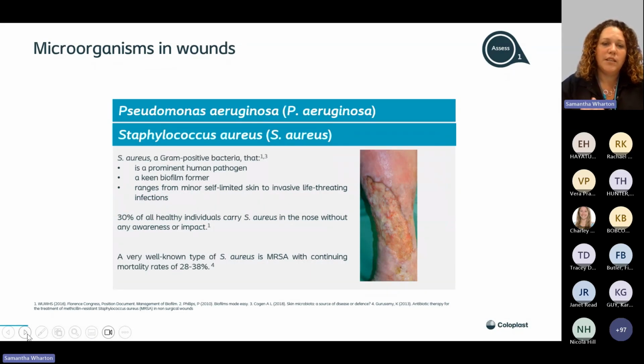So that's a gram-positive bacteria. Again, a very keen biofilm former. 30% of healthy individuals carry it in their nose and they're not aware of it or the impact of it. But we know that with MRSA, the most common, well-known type, it's still causing mortality rates of 28 to 38%. So it's still having a real impact on patients.